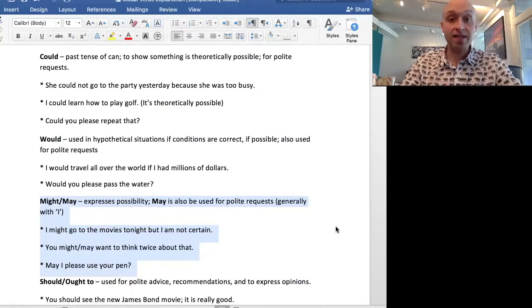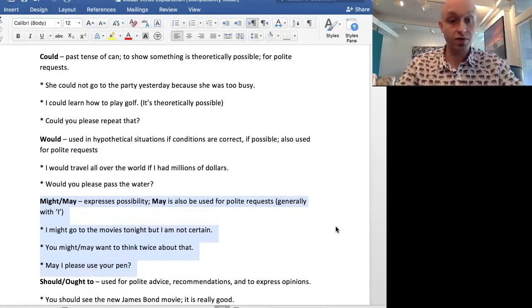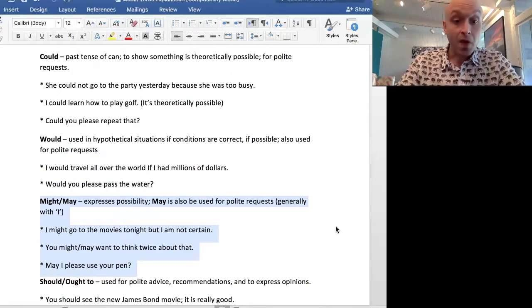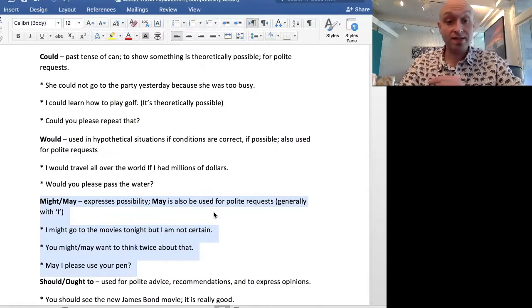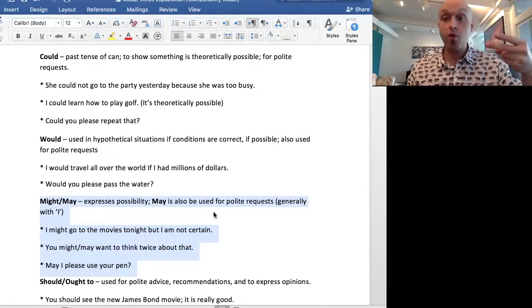E eles expressam possibilidade. E são iguais. Não existe, tipo, tem que usar might aqui, tem que usar may aqui. São sinônimos. Em inglês americano. E may também pode ser usado para polite requests até mais formal. E geralmente é com may I please. Could é mais educado que so, give me that. Would é um pouco mais formal que could. E may é até mais formal que would.